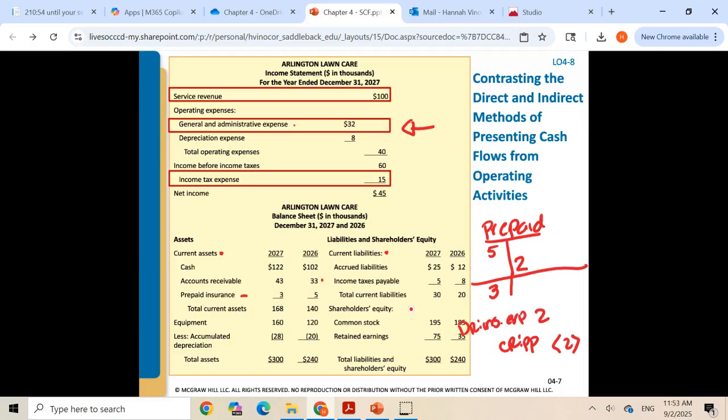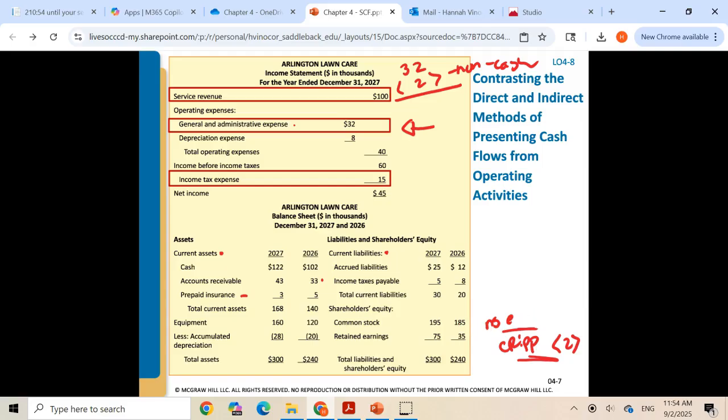So I know that for prepaid insurance, embedded in this $32 is $2 of an expense that did not go to cash. So now let's just take that 32 minus 2 because we know that that $2 was non-cash. So we're going to remove it from that number. Next, we're going to look at, and I'm going to erase this again because of space issues, the accrued liabilities. It's hard for me to see this. The accrued liabilities account, right?